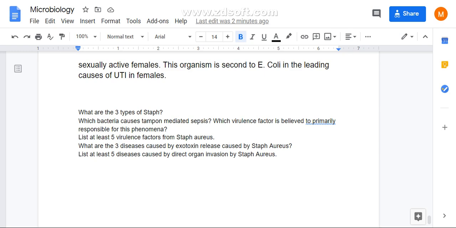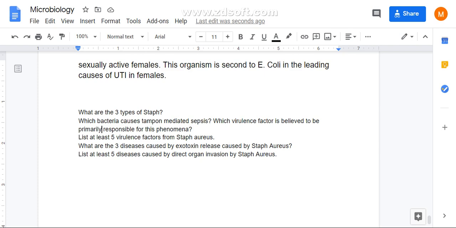All right, so next person is BB. Which bacteria causes tampon-mediated sepsis? Is it Staphylococcus aureus? Yes, it was. So the follow-up question is, which virulence factor is believed to be primarily responsible for this disease? It was the toxic shock syndrome toxin, TSST. An exotoxin.